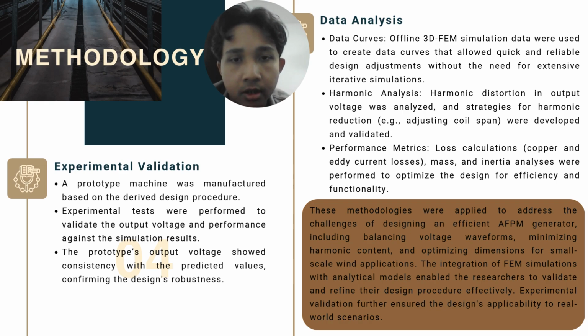Lastly, data analysis. Harmonic analysis helped optimize the coil span, reducing distortion by 62%. Performance metrics like copper losses, mass, and inertia were calculated to ensure the design met the efficiency and lightweight requirements for wind turbines.